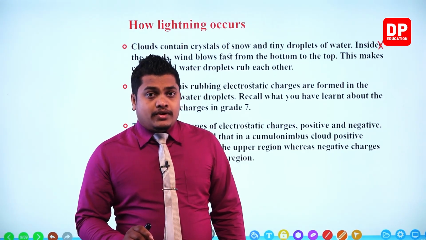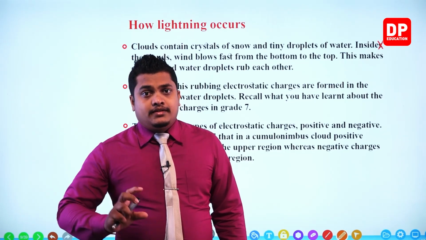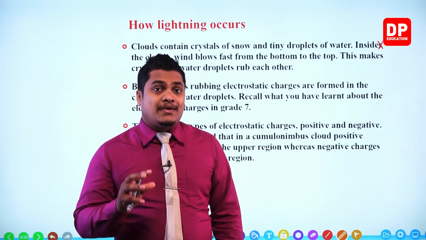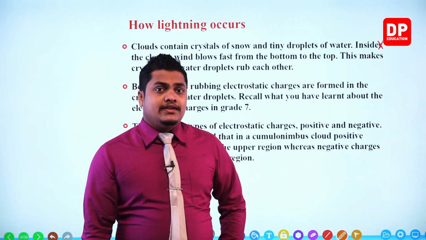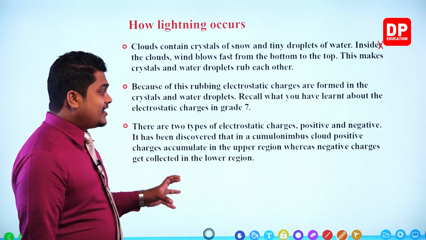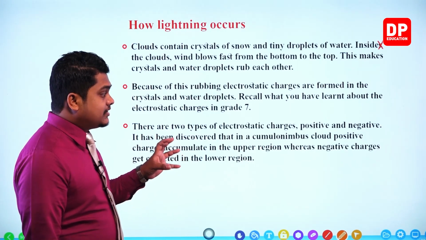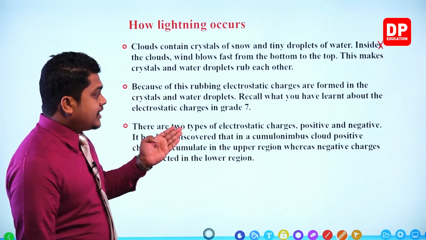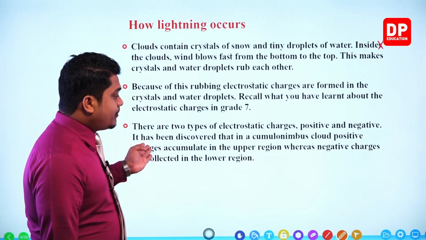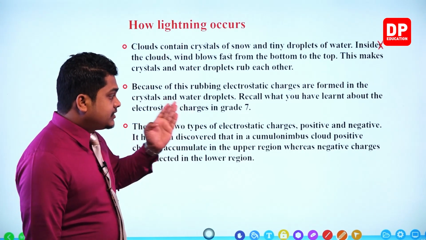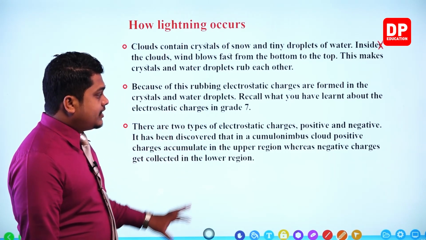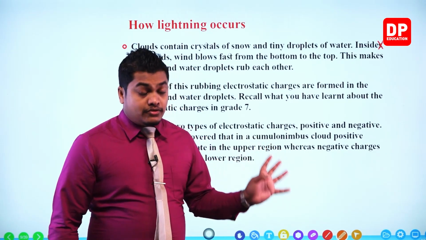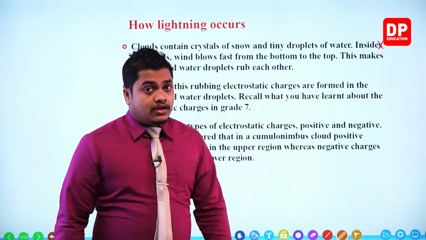The specialty of a cumulonimbus cloud is that when the wind is blowing from bottom to top, the particles get rubbed against each other. The specialty here is that the charges generated in the cumulonimbus cloud are different from each other. At the upper part, positive charges get accumulated, and negative charges get collected at the bottom of the cloud.